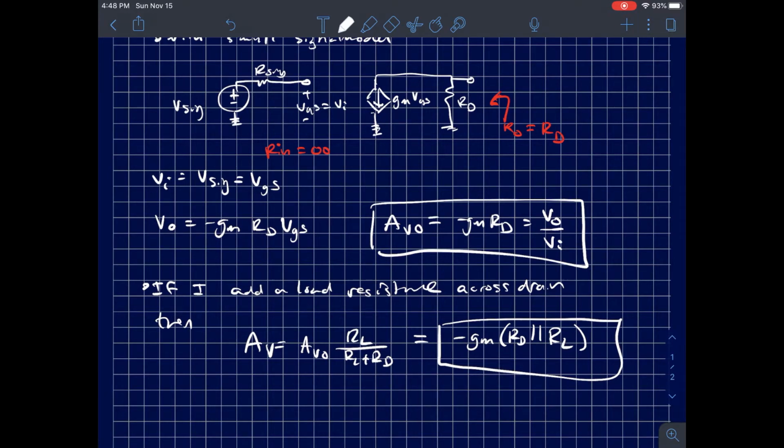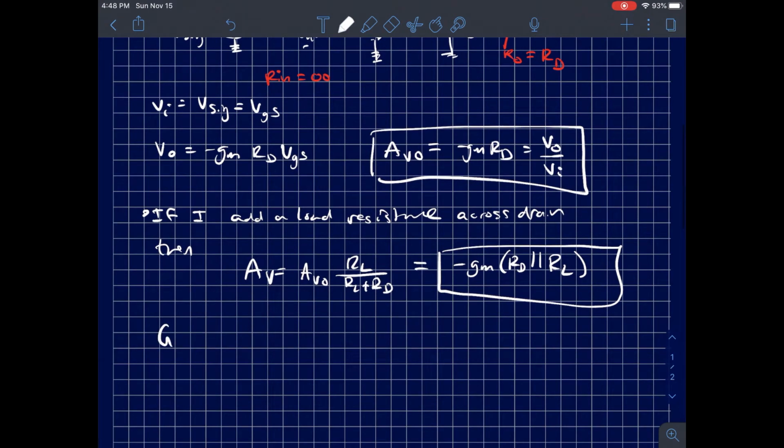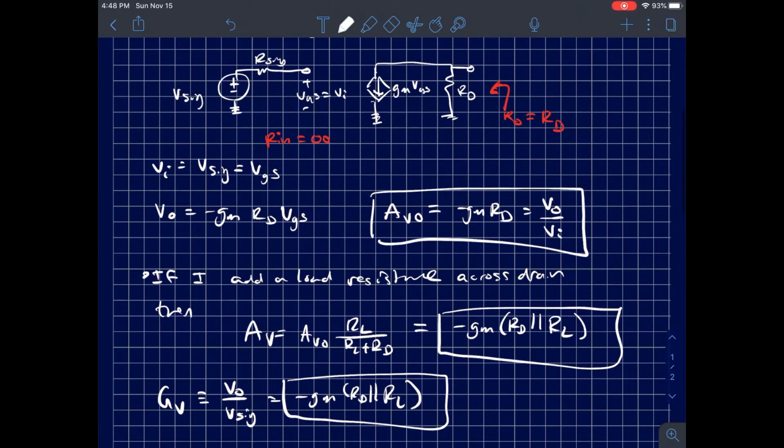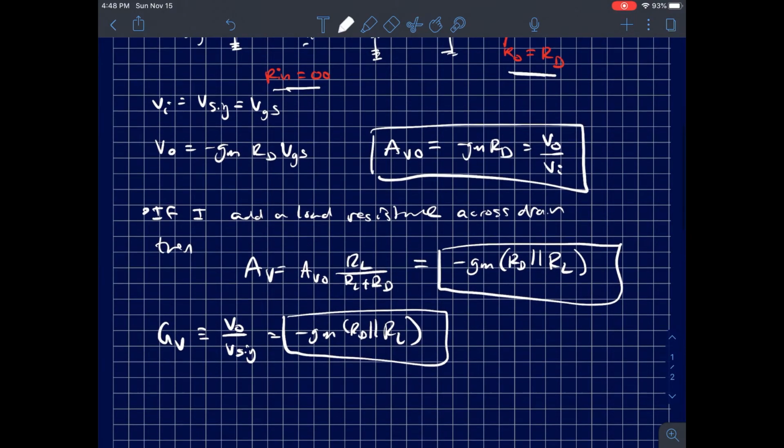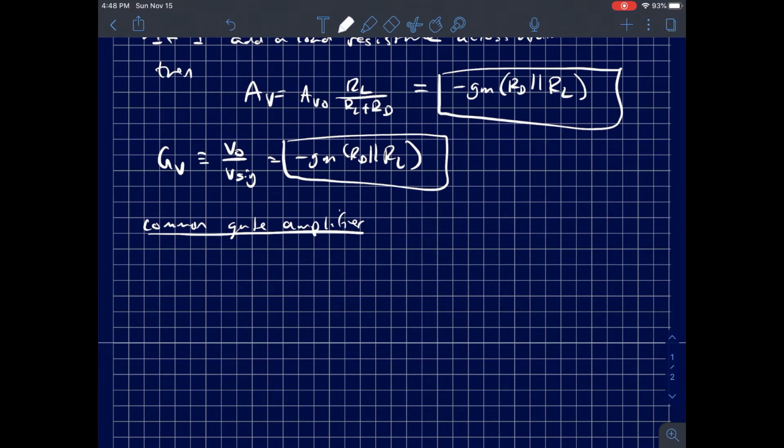The total overall voltage gain, Gv, which is defined as Vo over Vsig from the signal source to the output, is then equal to negative gm RD in parallel with RL. So the things that I've gotten here are the gains, Av, Avo, Gv, as well as the output and input resistances. For a common gate amplifier, we could work through that whole derivation exercise, but that's probably more than we need to do right now.